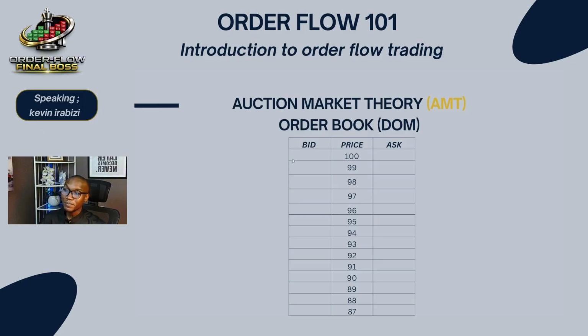At the bid of the order book, that is where we have limit orders to buy. At the ask of the order book, that is where we have limit orders to sell, like I told you.